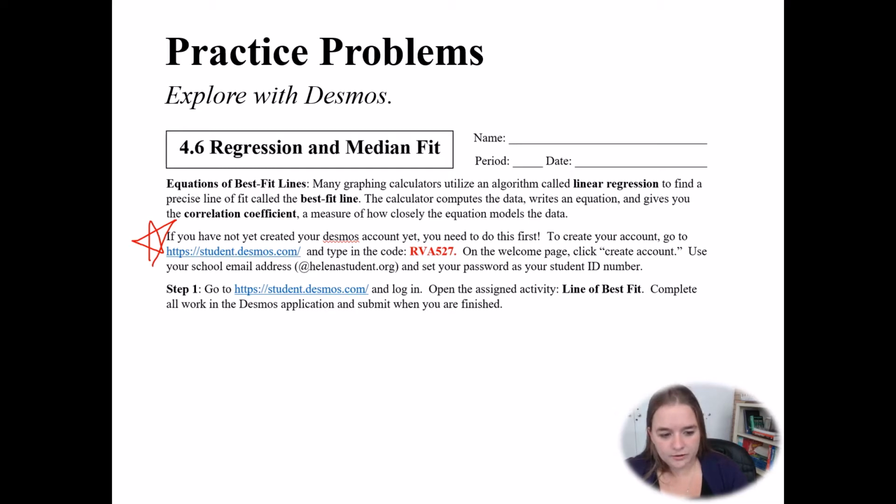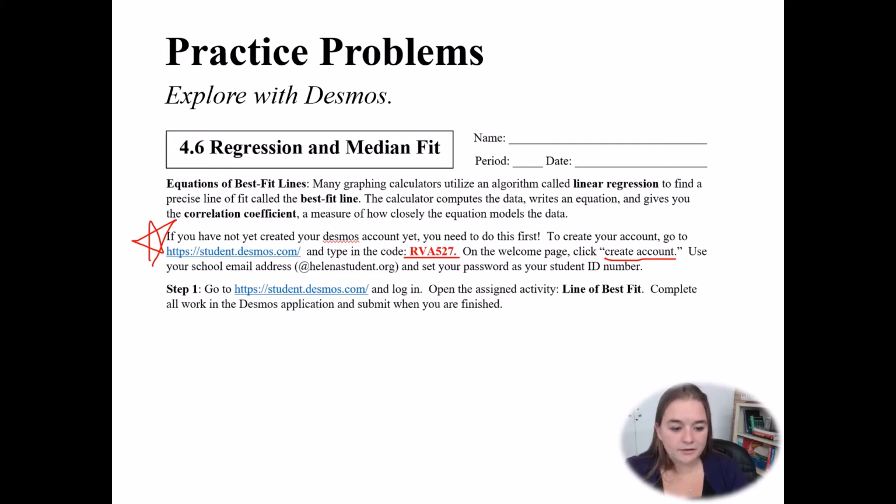To do that, you'll go to student.desmos.com and type in our class code, which is RVA527, and it'll tell you welcome, and then it'll ask you to log in, but you'll need to click create account. You'll use your school email address, the first initial last name at helenastudent.org, and then I want you to set your password as your student ID number.